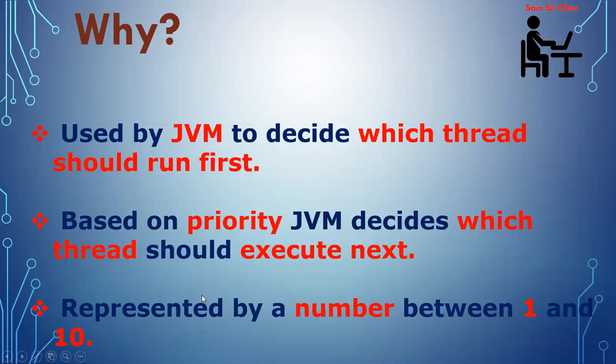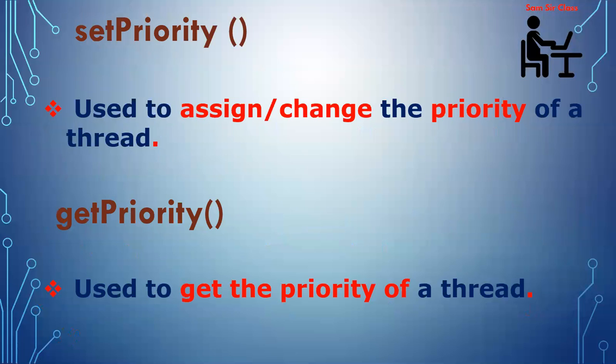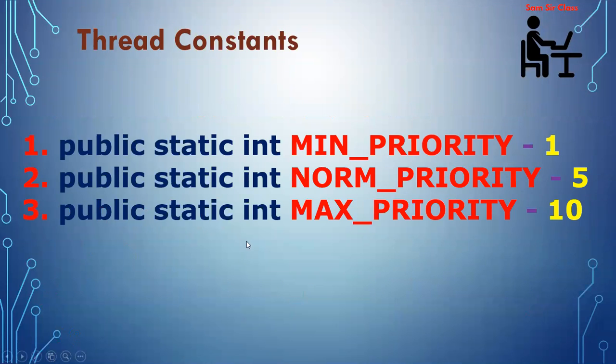And there is a range of numbers from 1 to 10 which can be assigned to a thread in Java. There are two methods we require to set or change the priority of a particular thread, and if you want to know the current thread priority, you can use the method getPriority. There are three different constants: MIN_PRIORITY, whose value is 1, NORM_PRIORITY, whose value is 5, and MAX_PRIORITY, whose value is 10. Beyond 10, we cannot assign any value; an error will be thrown.